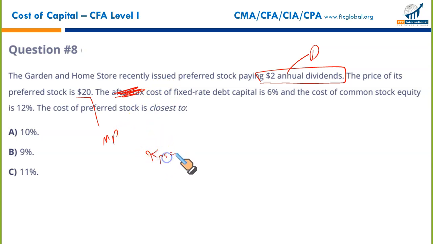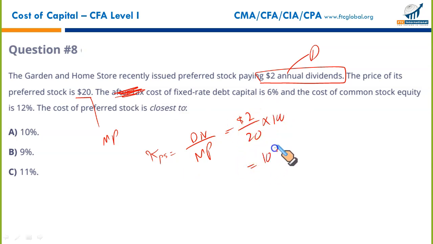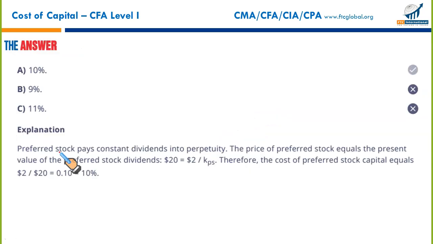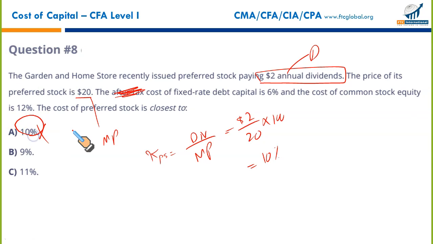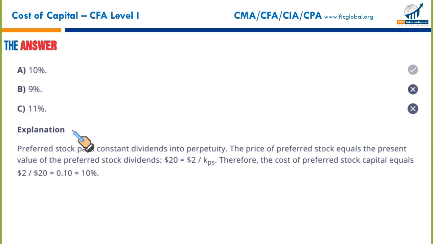So cost of preferred stock is simply dividend upon the market price. Dividend is $2. The current market price is 20. That's 0.1, times 100 gives you 10%. No adjustment for tax. Interest is tax deductible; that's why we have to take interest after tax, just like in the previous case. So that makes A the correct option. 8 is next.